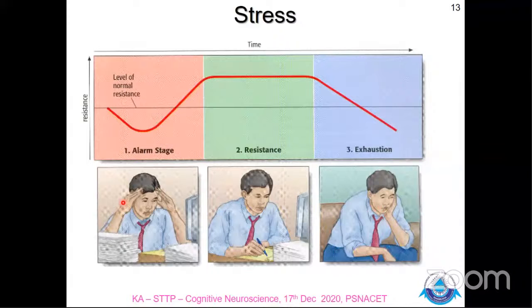So there is an alarm state, then a resistance level, and this is the normal stage. There is alarm, and still the body can resist, but if we don't take any relaxation, any rest, and still continue the work, we go to the exhaustion level. That is what this picture actually shows. So whenever you feel a stressful condition, you can stop and relax.